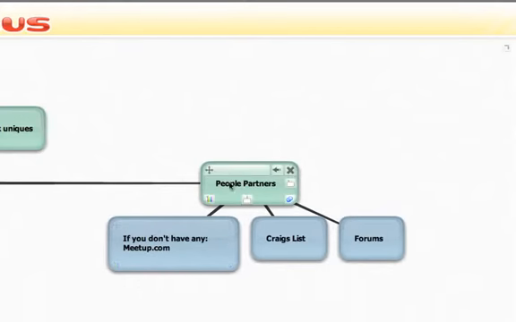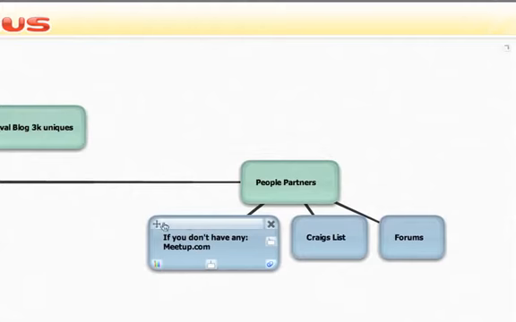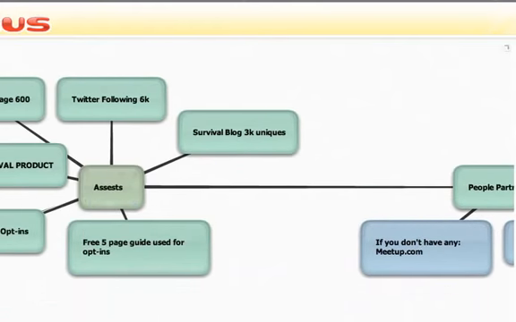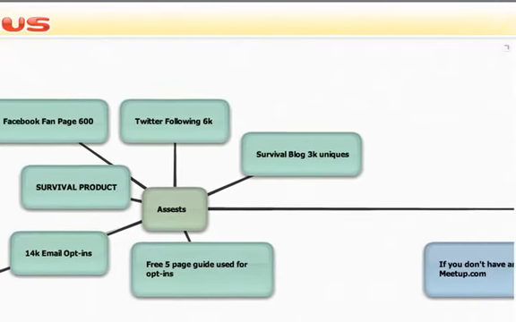Now, people partners aren't people who get any sort of commission. Generally, people partners are people that are willing to help you for free because they're your buddy. I mean, it's only going to take a half hour for them to review your product, and if it's something they're interested in, they'd probably be happy to do it.